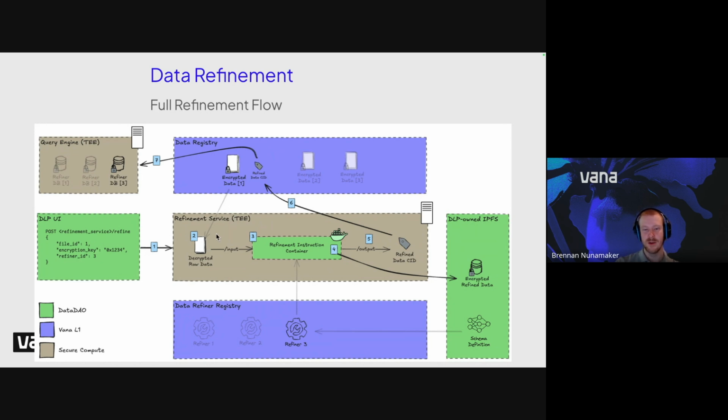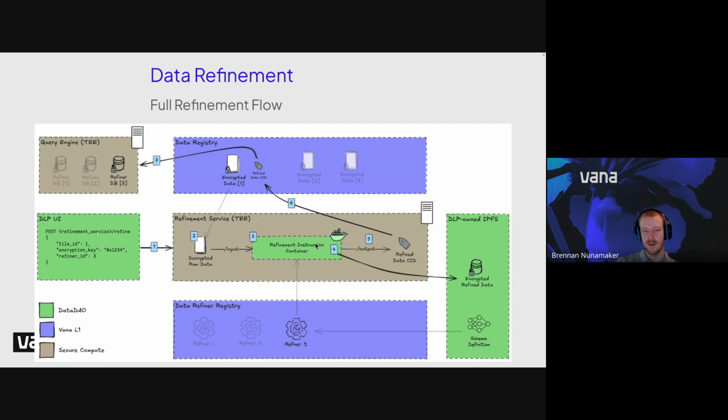The refinement service, which is running inside of a TEE, gets the encrypted data file from the data registry smart contract, which is part of the Vana L1. Once the data is decrypted, it is mounted onto an input directory that is exposed through Docker for the refiner image that we are running, which we download from the data refiner registry. This is run inside of the TEE as Docker, so this Docker image doesn't have access to all of the other inputs or anything like that. It's very segmented and isolated.